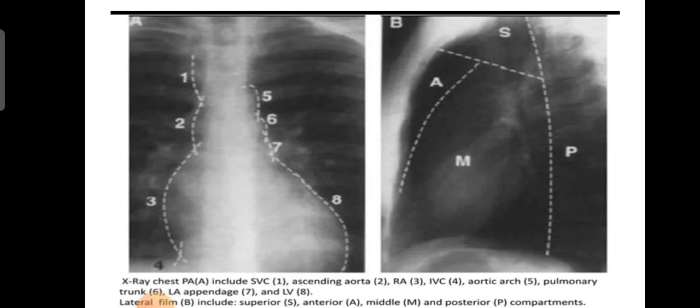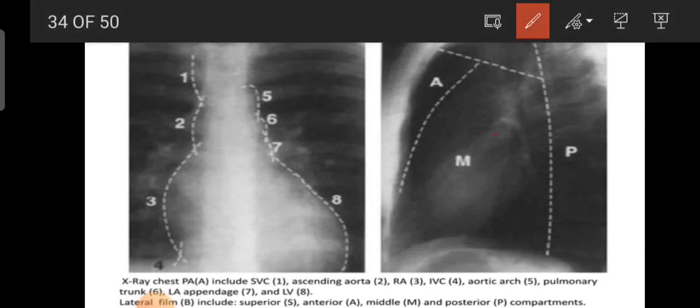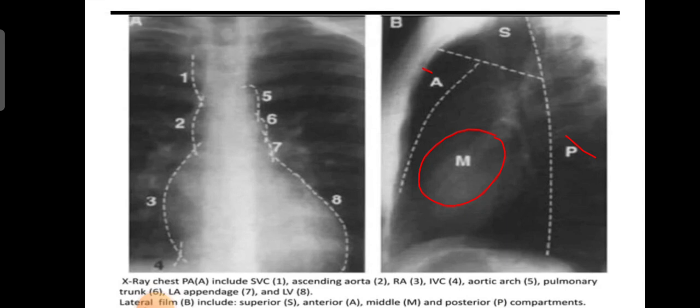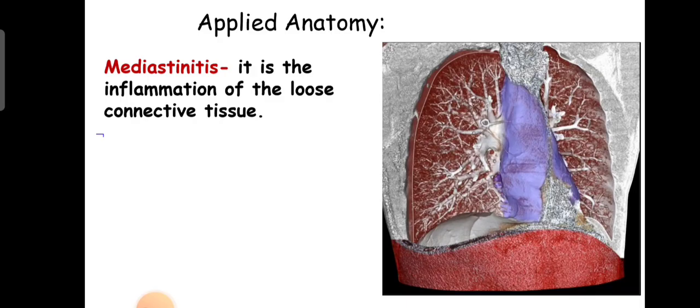Here we can see the middle mediastinum, which is highlighted, having the heart image. Anterior to it we have the anterior mediastinum, and posterior to it we have the posterior mediastinum. So these are the chest x-rays for visualizing the parts of the heart and the middle mediastinum. Then the clinical anatomy. First is mediastinitis. It is the inflammation of the loose connective tissue of the mediastinum. So this is mediastinitis.